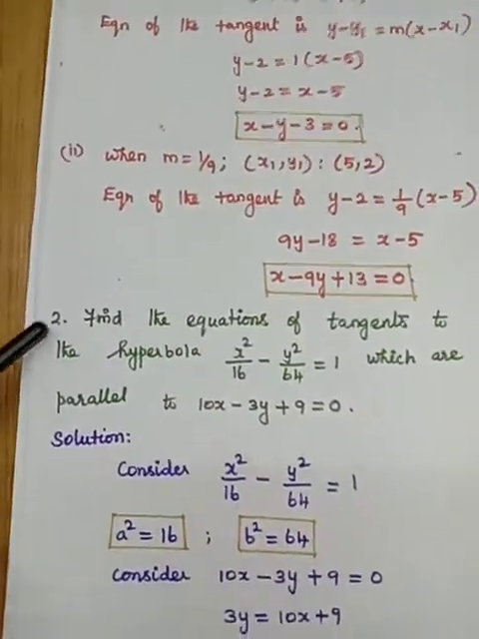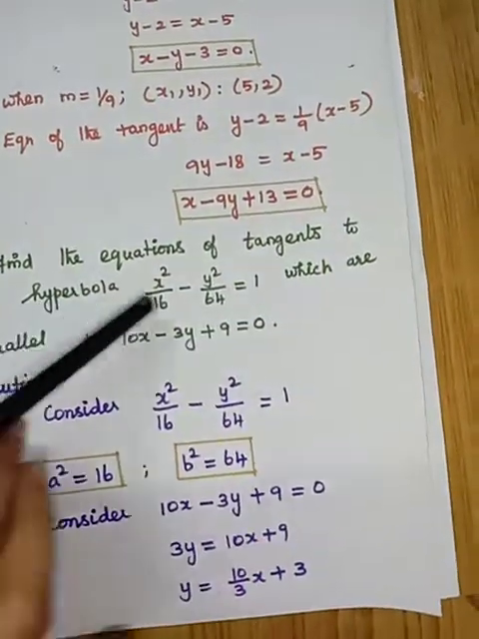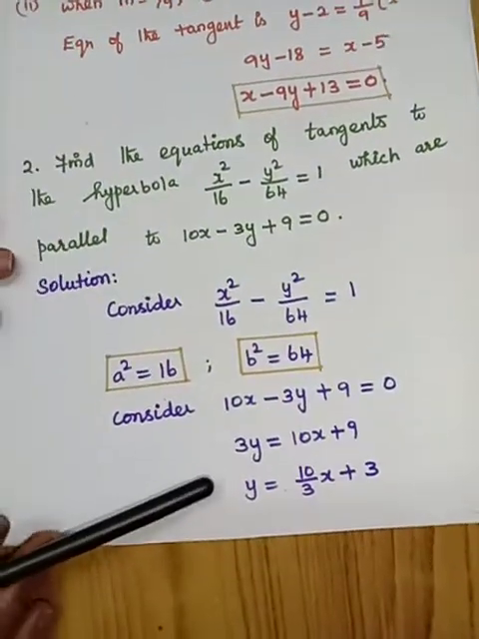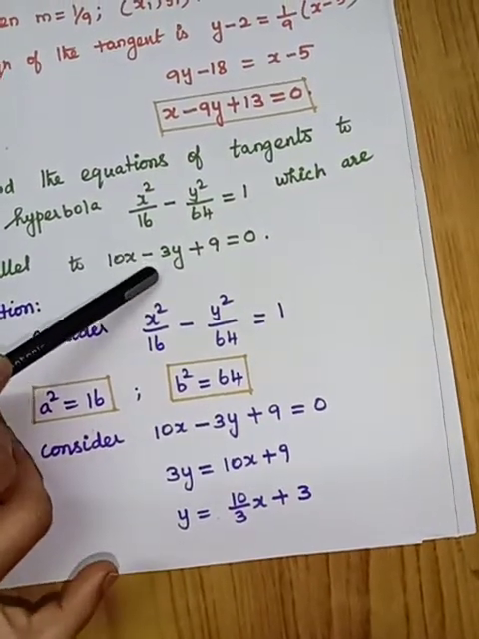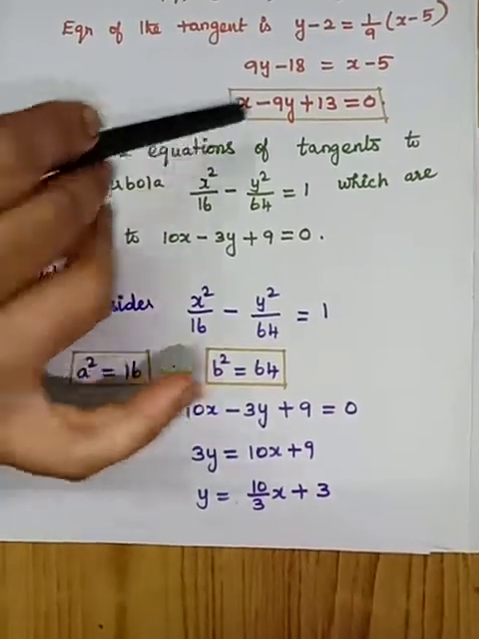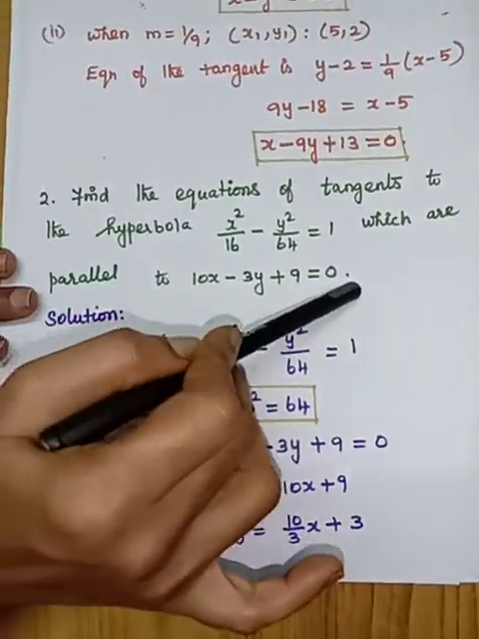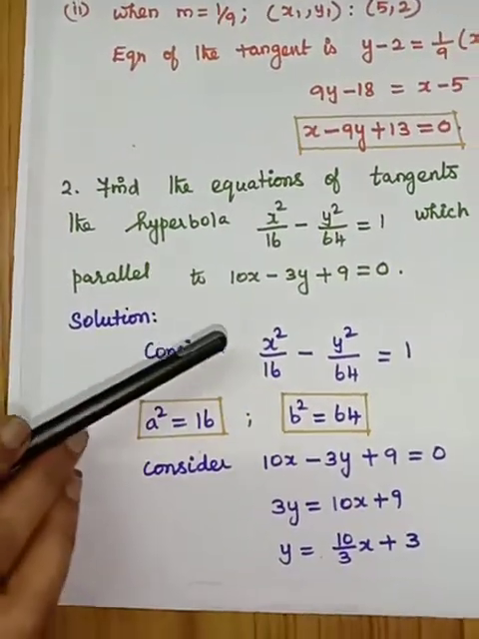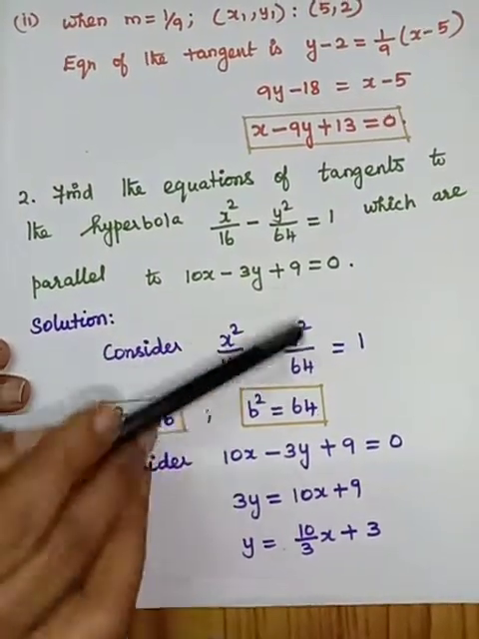Okay. So the second problem: we are moving on to find the equations of tangents to the hyperbola which are parallel to the given line. This is the hyperbola equation and here the line equation is given. You have to find the equation of tangents which are parallel to this given line. First we have to consider the hyperbola equation and arrange it in the standard form. Already it is in the standard form.